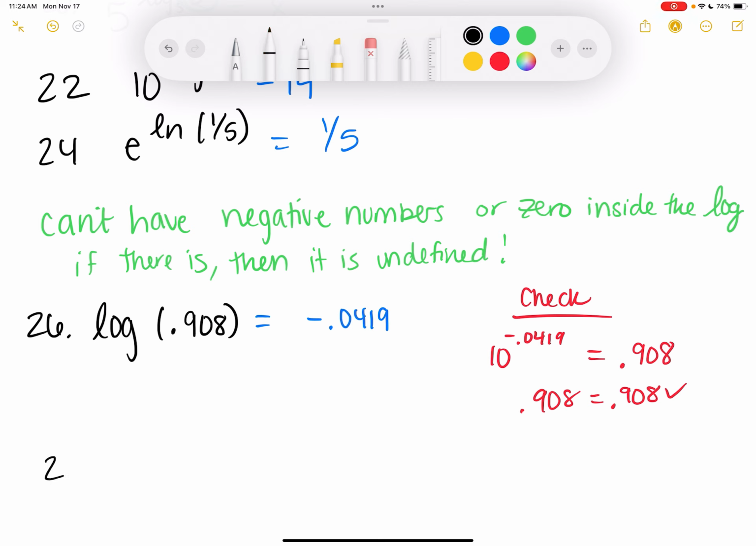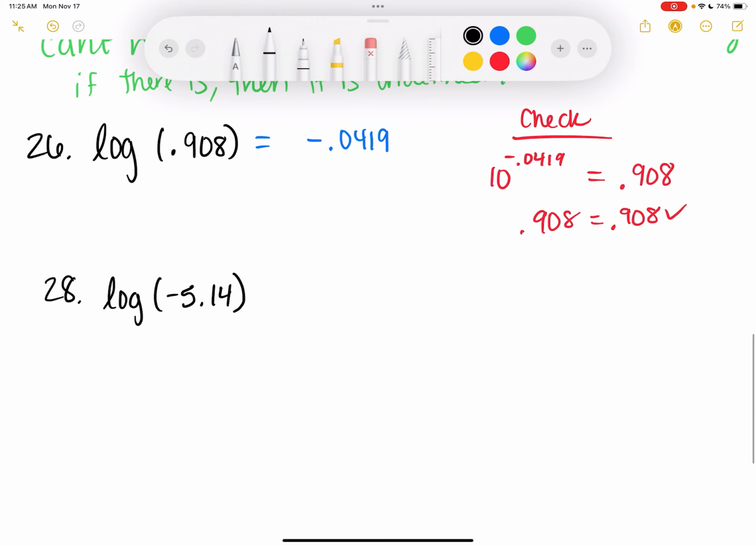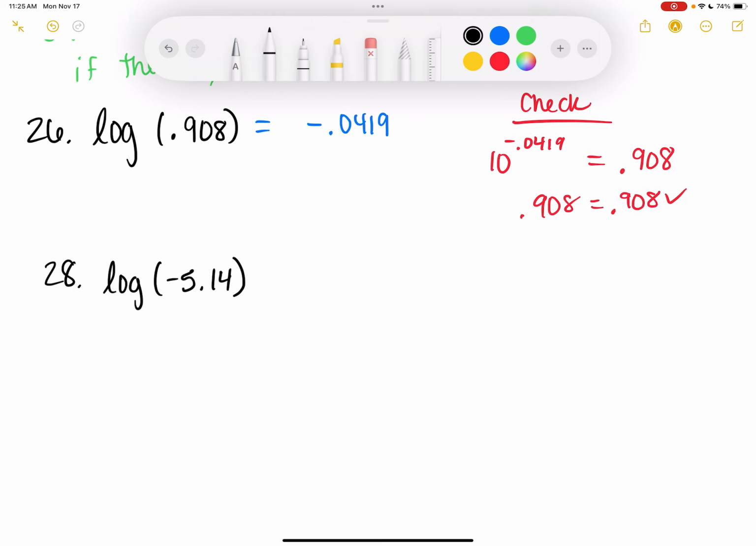Now, 28. Log of negative 5.14. All right, so it is undefined, but I want you to see what happens if you type it in your calculator. Type in log, use the little negative sign, 5.14, and tell me what it says. Non-real answer. Domain error. Yep, domain error, non-real answer, something like that is going to come up. So that would be your cue when you come ask me, why is my calculator not working? I'm going to be like, think about it, because that's what that means if that's coming up.